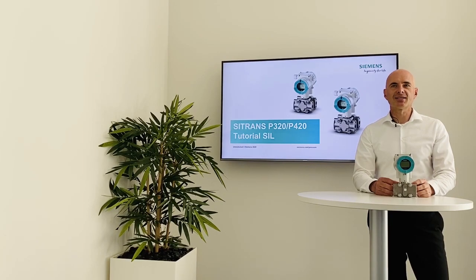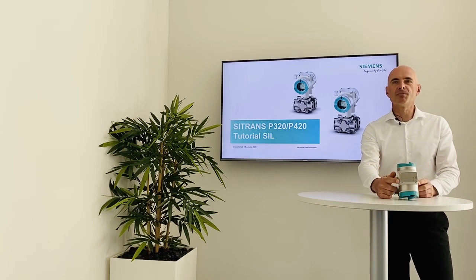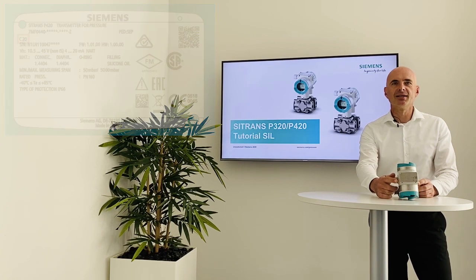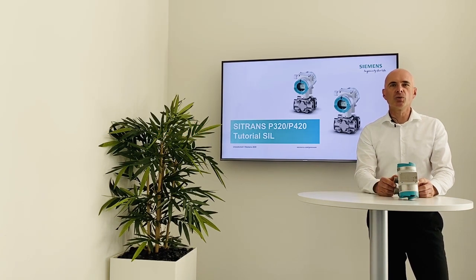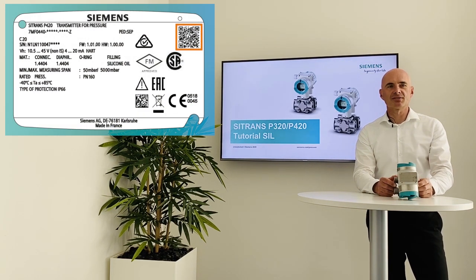How do we recognize that a pressure transmitter is a SIL device? The order code on the type plate must contain a C20. The type plate also shows the firmware version, FW. In the following section, we will set the basic parameters or already set them. If you are not familiar with these basic settings, we recommend a basic tutorial or manual. You can access the manual via QR code or the PR Lifecycle portal.